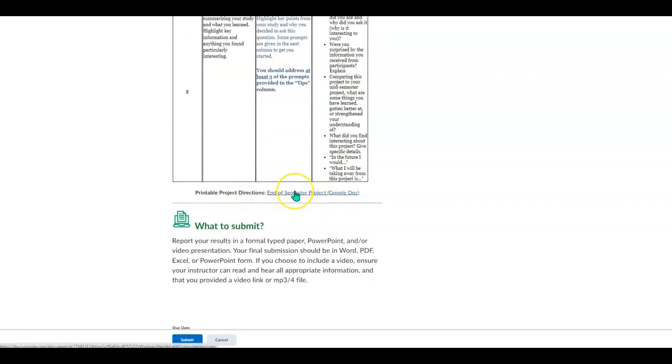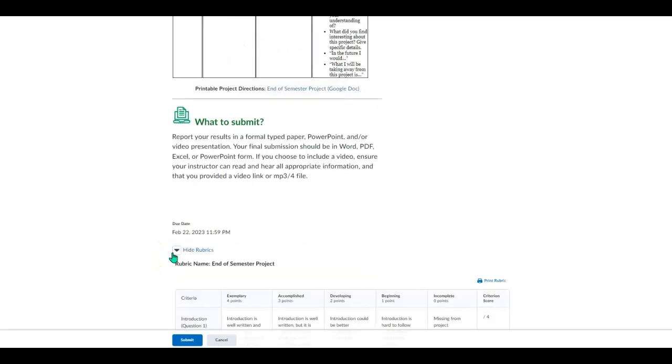Down at the bottom, there are the printable versions. Again, you can submit this as a formal paper, PowerPoint, or video presentation, but do make sure you're submitting all your supporting work as well.